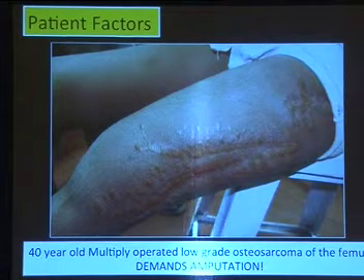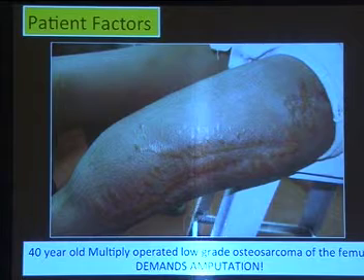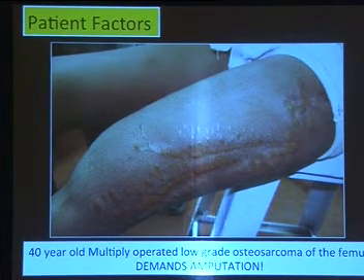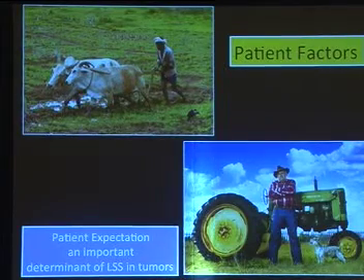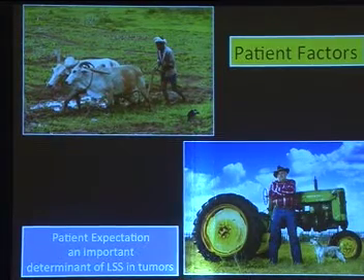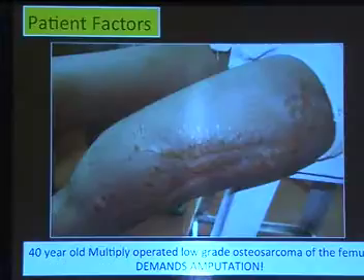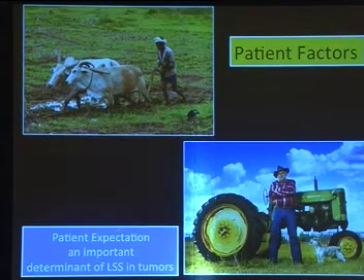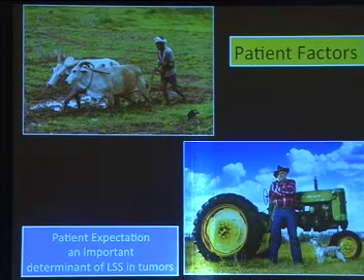chance. Another patient, a 40-year-old multiply operated patient of a low-grade osteosarcoma of the femur, all he wants is an amputation. In his lifespan, he has undergone at least 12 different surgeries. So now what he requires is an amputation. That's patient demand. And of course, another most important factor in patient is the local need. So this farmer is different from this farmer. Patient expectation is therefore a very important determinant of limb salvage surgery in bone tumors.